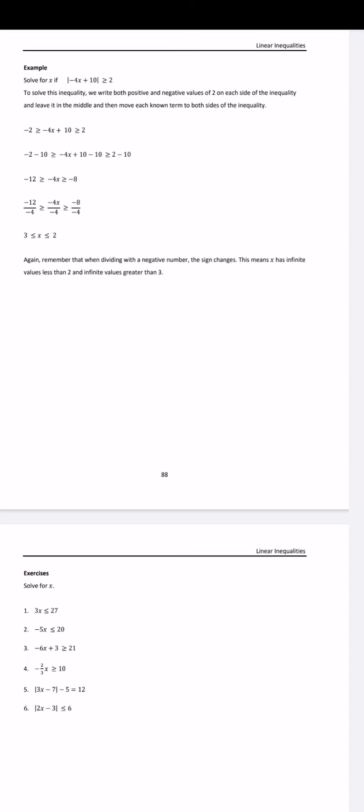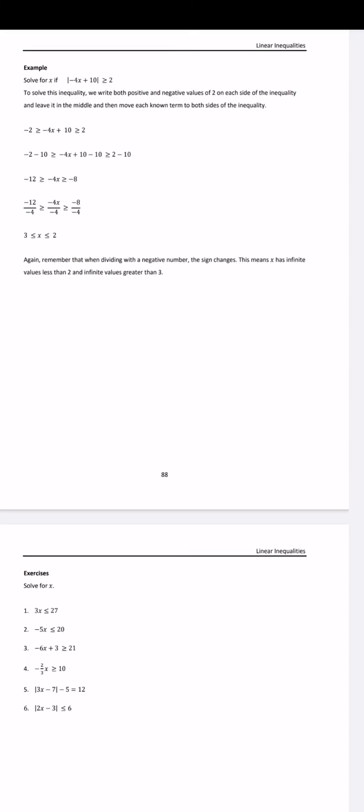So that 10 cancels the other 10. You have a positive 10 and then minus 10 that cancels that. That's actually what happens, instead of just saying take it to the other side. So you are basically subtracting 10 from all the sides: from the left hand side, from the middle side, and from the right hand side. And then on the left hand side, we are going to have negative 12 greater than or equal to negative 4x greater than or equal to negative 8.